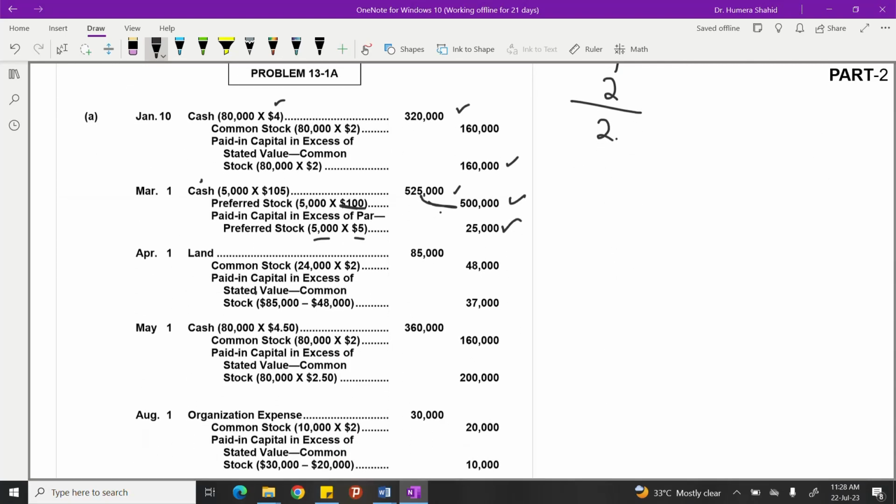April 1st, land gets debit 85,000. Common stock gets credit with its stated value, 24,000 shares multiplied by 2, which is 48,000. Then comes the excess. The excess is the difference here because I don't have the issue price per share. When I take the difference, that is 37,000. So this is paid-in capital in excess of stated value, common stock, 37,000.